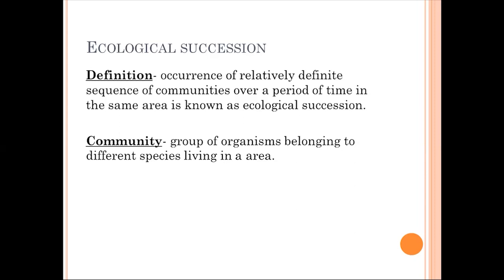So this happens because the environment is dynamic. It is constantly changing. There are variations in the climatic factors. Also, the species that live in that area modify the environment. So the environment that is favorable today for a certain species might not be favorable for some other species over a period of time. So this is why ecological succession occurs, or why there is change in the communities that inhabit a particular area.